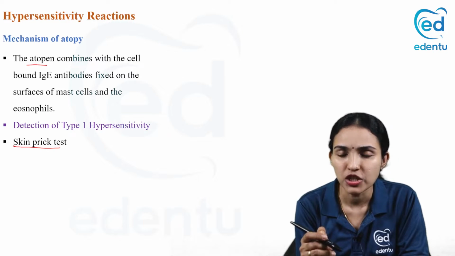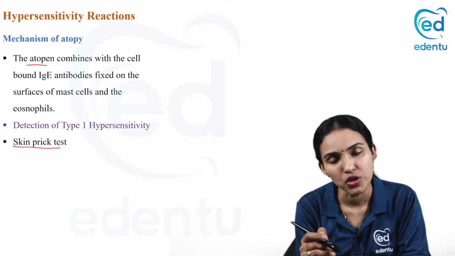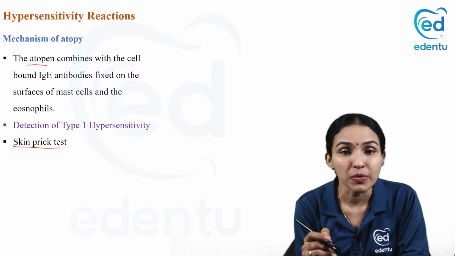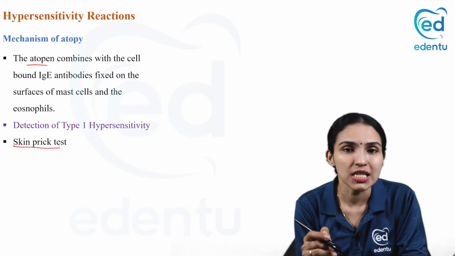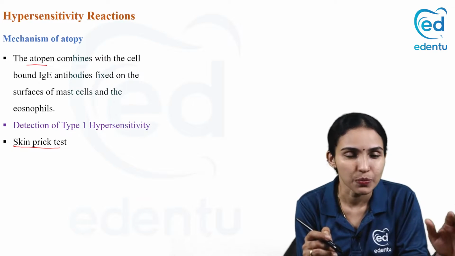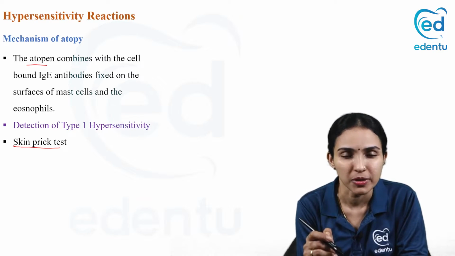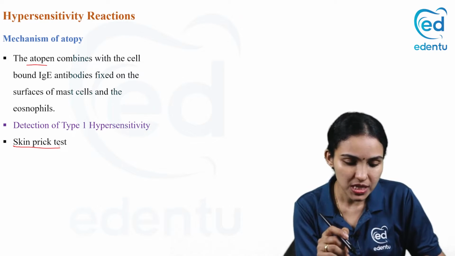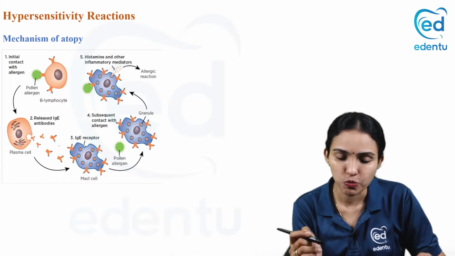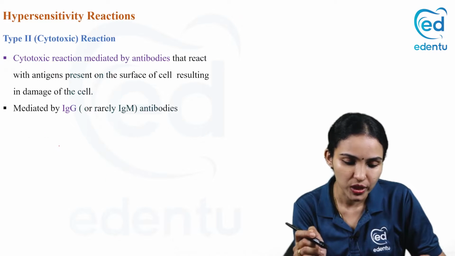Suppose it is an atopic condition, how will you treat? Again, you can give corticosteroids and antihistamines. But if it goes to anaphylaxis, you have to immediately resuscitate the patient, give adrenaline, and all kinds of supports should be given because it's a medical emergency. So that's about type 1 hypersensitivity. Again, the mechanism of atopy is the same mechanism, shown again.